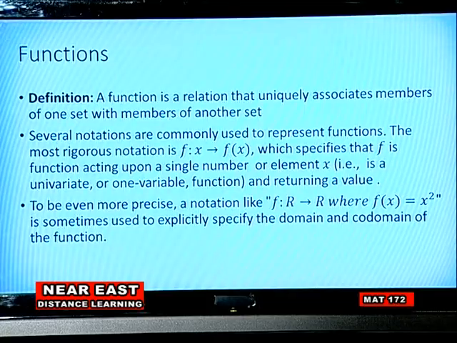Several notations are commonly used to represent functions. The most rigorous notation is: f is a function which maps x to f of x. So you have a set A and you have a set B. This function picks an element in A and relates it with the elements of B. That is why we are saying f of x. Give me an element, I will apply my function on it to give a relation with the other set.